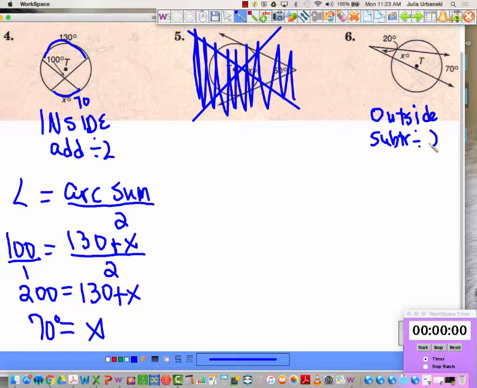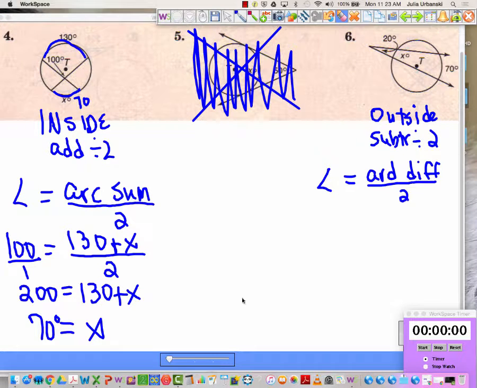So your job is to fill in this equation. The angle equals the arc difference, and then divided by 2. I'm going to make that an arc. So you fill in the right numbers and then stop. I want to make sure that it's right before you go on. Look at what the two arcs are. Look at what the angle is and fill the numbers into the right place.